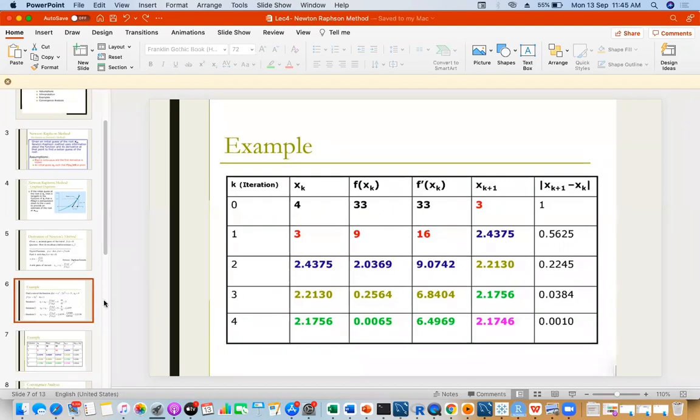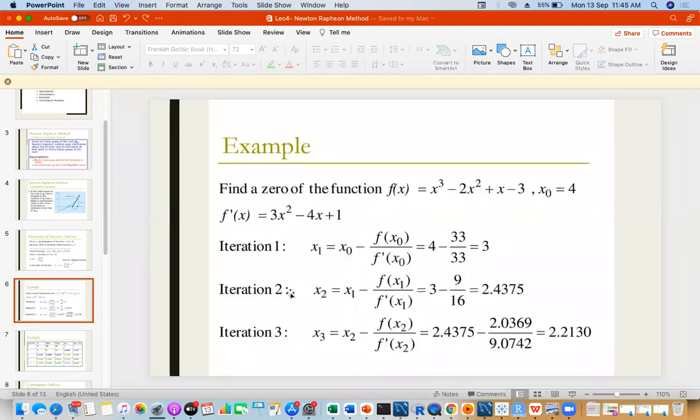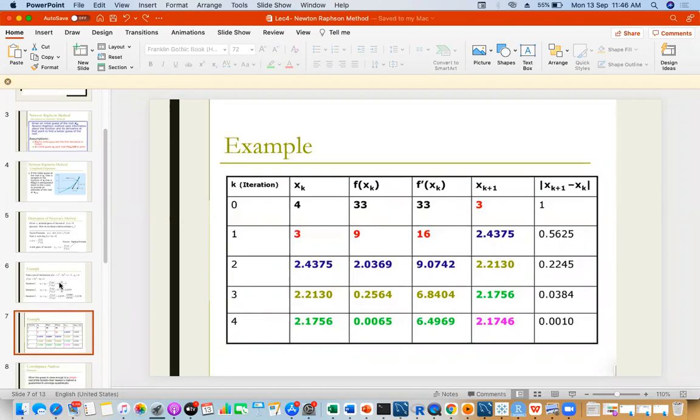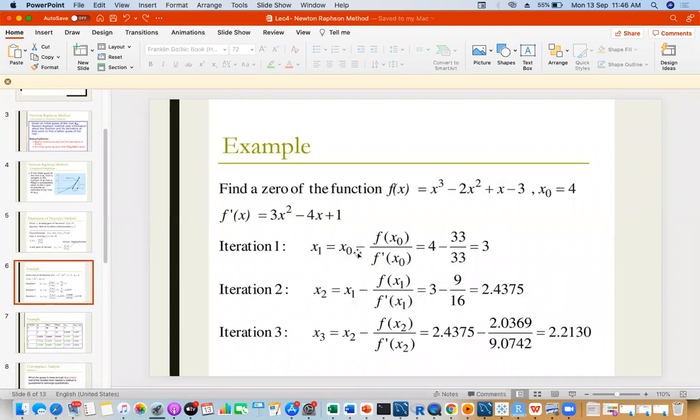x2 we got as 2.4375. In this way we will calculate, or we will iterate until the accuracy is reached. If the given accuracy is, let us say, 0.01, but here we got 0.03, that is higher, right? Then 0.01. So we will again have to iterate until we reach the accuracy. I hope you have understood this method. I will explain once again if you have a little bit of doubt.